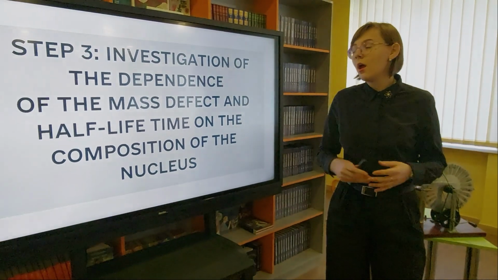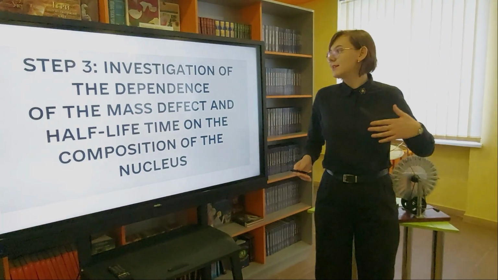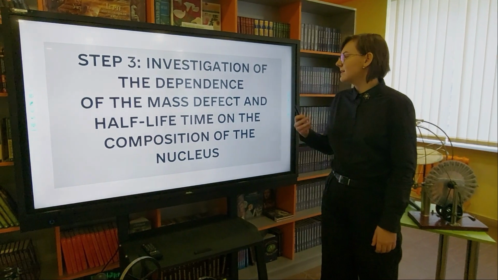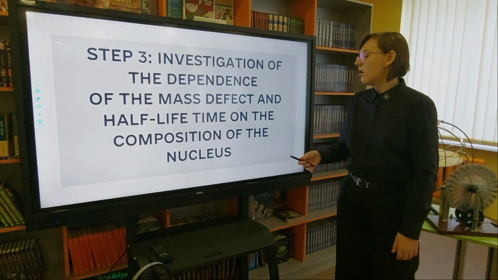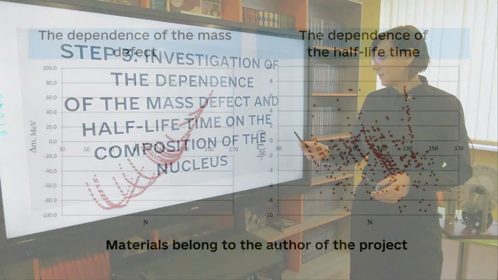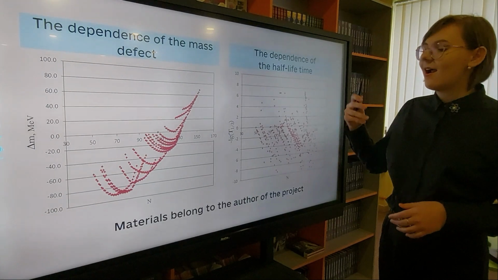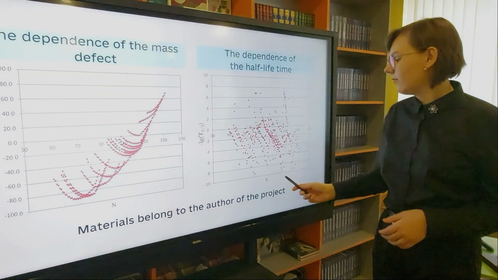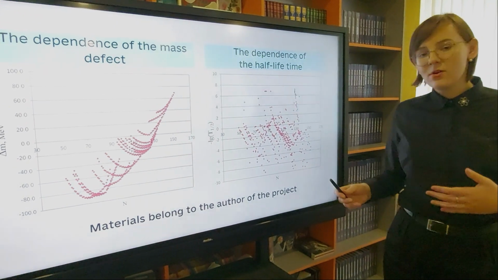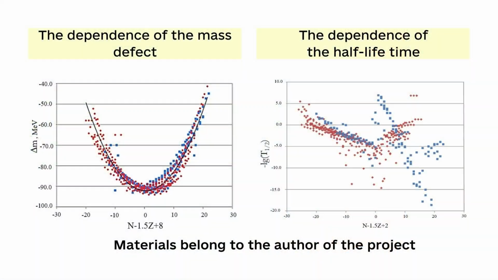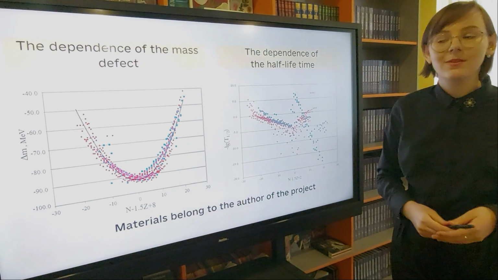The third step of our work is the investigation of the dependence of the mass defect and half-life time on the composition of the nucleus. And firstly, we built graphics of the dependence of the mass defect and half-life time on the number of neutrons. Then we corrected these graphics by adding some coefficients to the number of neutrons. Now you can see the corrected new graphics on the screen.